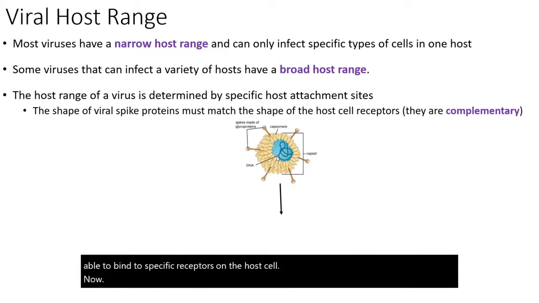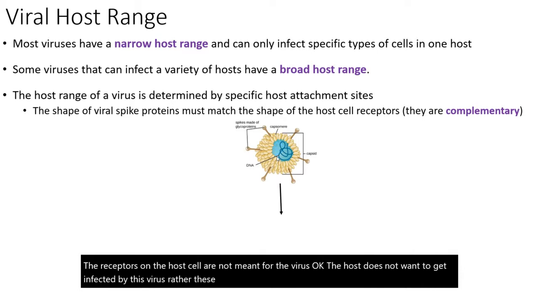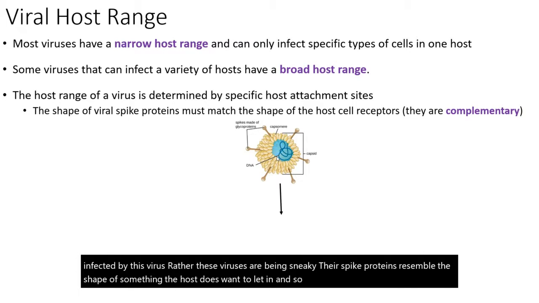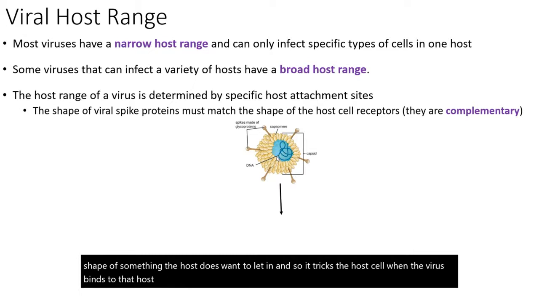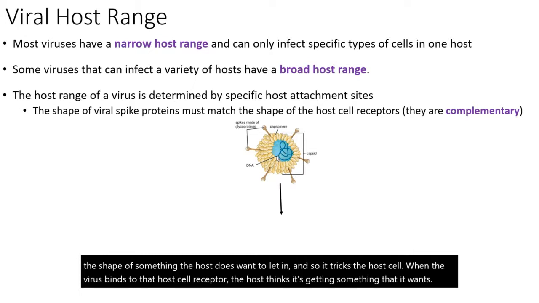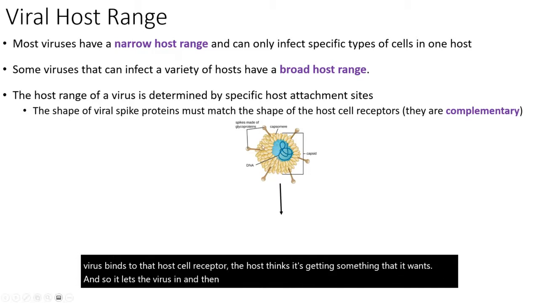Now, the receptors on the host cell are not meant for the virus, okay? The host does not want to get infected by this virus. Rather, these viruses are being sneaky. Their spike proteins resemble the shape of something the host does want to let in, and so it tricks the host cell. When the virus binds to that host cell receptor, the host thinks it's getting something that it wants. And so it lets the virus in, and then it regrets it, okay?